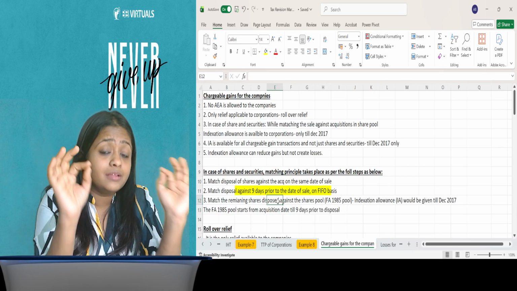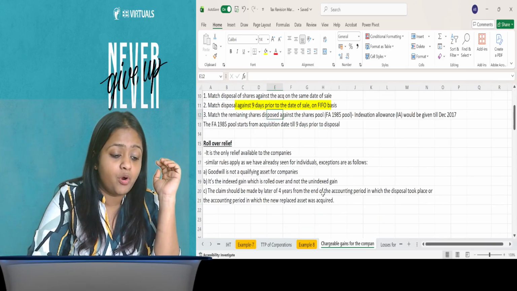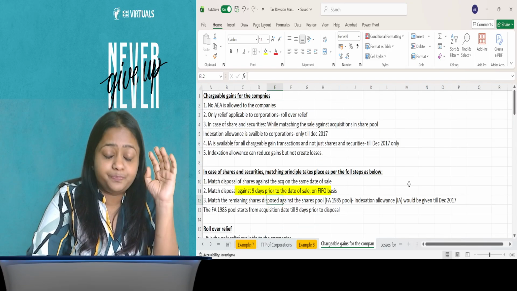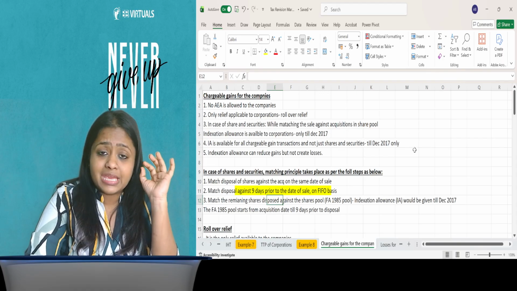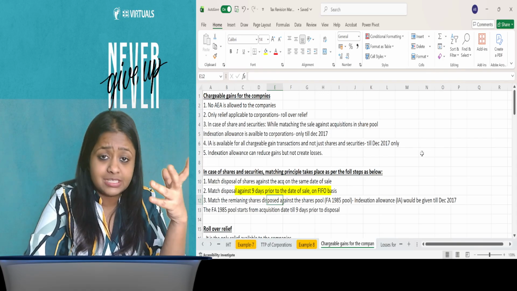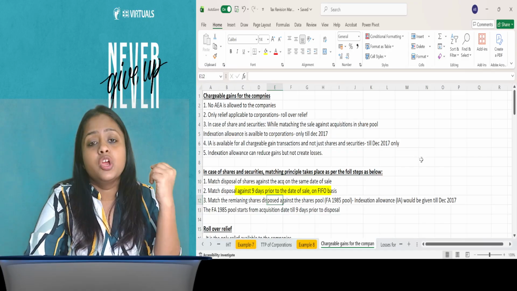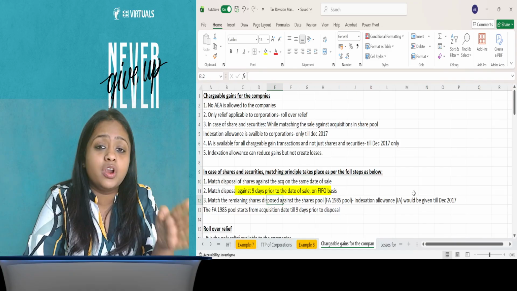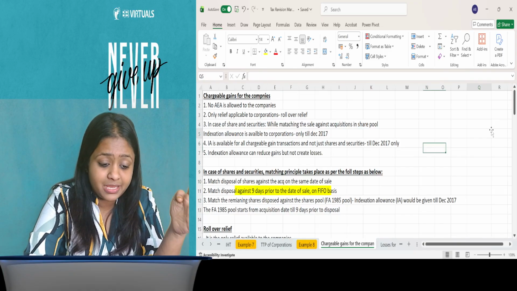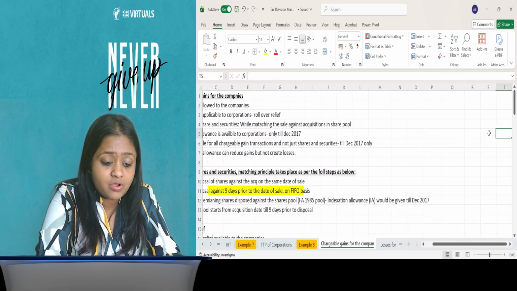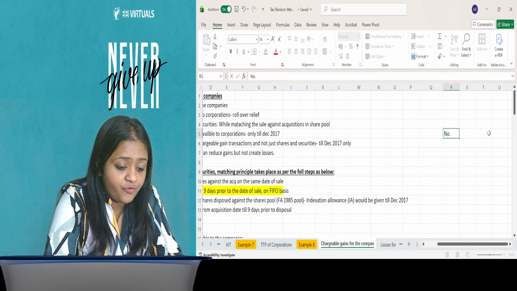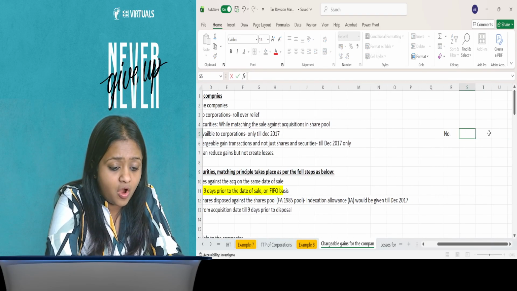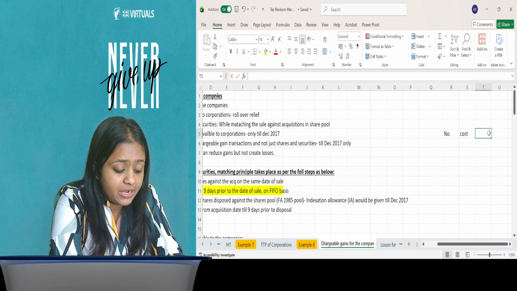The only other important point, which is very important, is that when you calculate the proportionate cost in step 3 on the shares pool, you will always calculate proportion for the indexed cost and not the regular cost. That means here you will prepare 3 columns. One column will be for number, then we will have cost, and then we will have indexed cost.